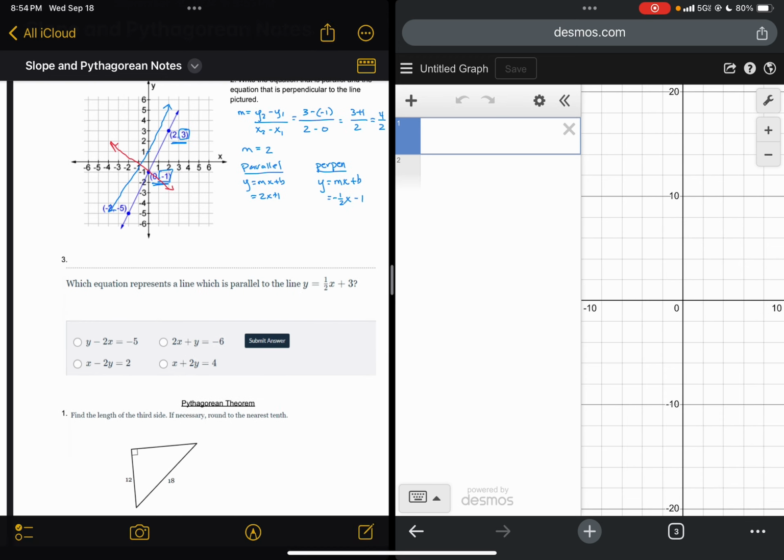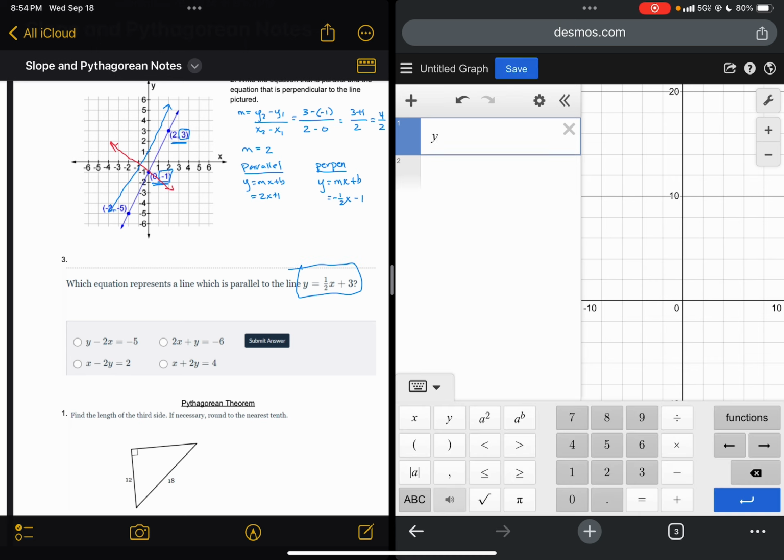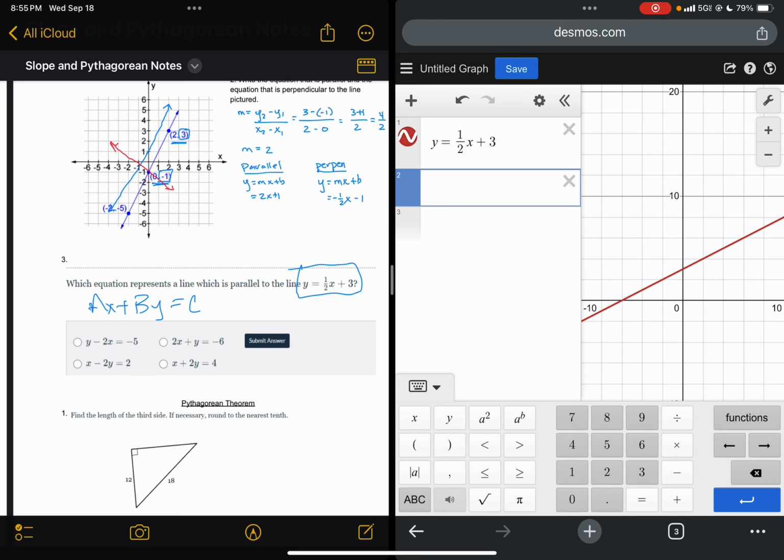So I'm going to take this equation right here and put it into Desmos. So y equals 1 divided by 2, and I'm going to arrow over so that I'm out from underneath it, x plus 3. There's my line. I want to know which of these answer choices matches that, but notice these are in standard form, ax plus by equals c. They're not in slope-intercept form. I don't necessarily need you to be able to move things around, but I need you to put it in Desmos and see if it matches.